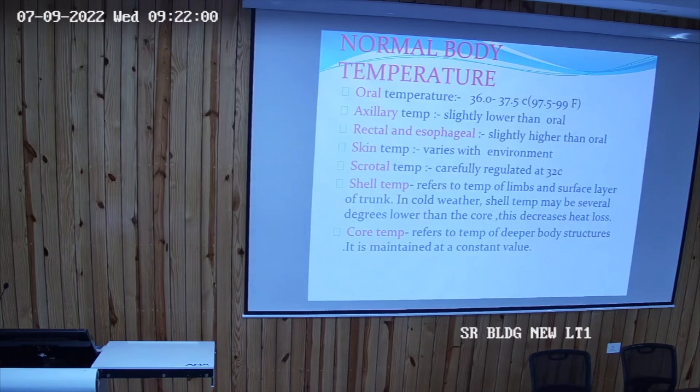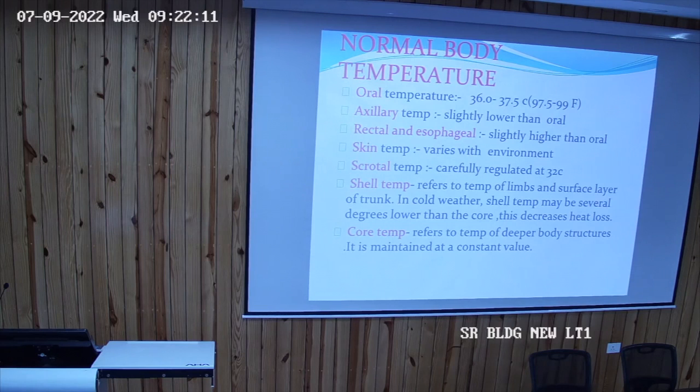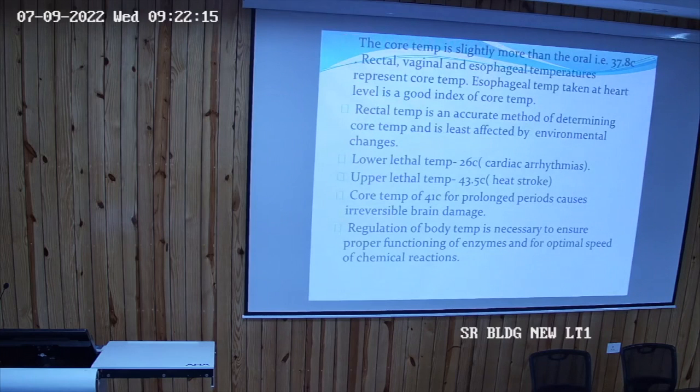Core temperature refers to the temperature of the deeper body structures, and it is maintained at a constant value. And what is the constant value? What is the constant value? Constant value has to be maintained.